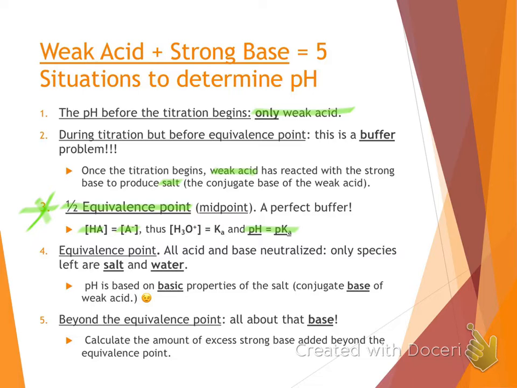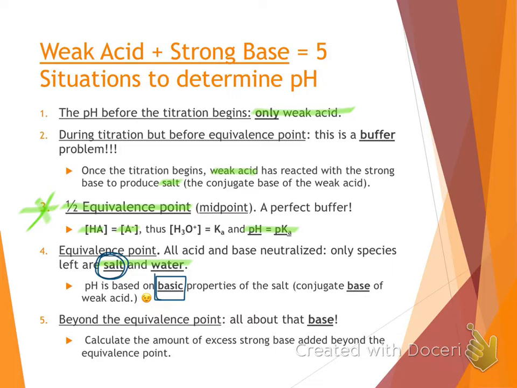Our fourth place would be at the equivalence point itself. At the equivalence point, our acid and base have completely neutralized each other, and all that's left is a salt and water. However, our salt this time is going to be a basic salt, because we did a weak acid, strong base titration, so one of the ions of that salt is going to be able to hydrolyze water to form OH-. Well, then we got to do a KB problem in this case to calculate the pH of our basic salt.